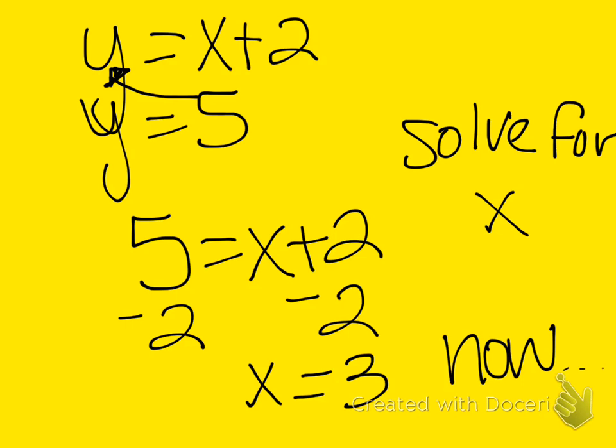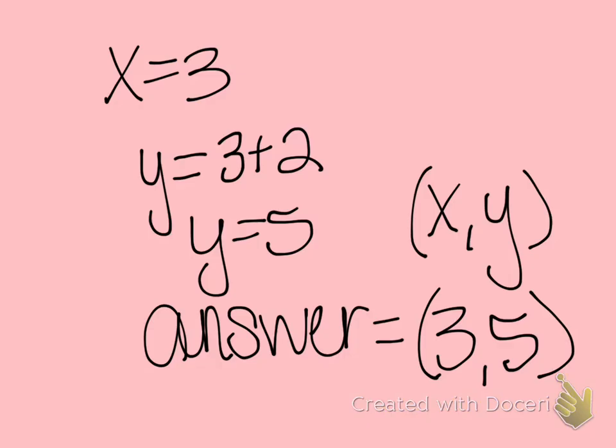We would then have to solve for x. So we would subtract 2 from both sides, giving us 5 minus 2, which would be 3. So x equals 3. So that's what we did to solve for x. Now, we can either solve for y or identify that we've already been given what y is by being told y equals 5.